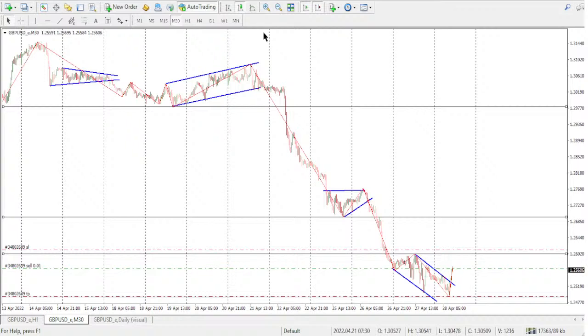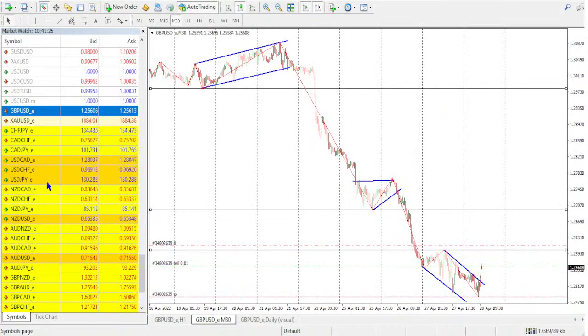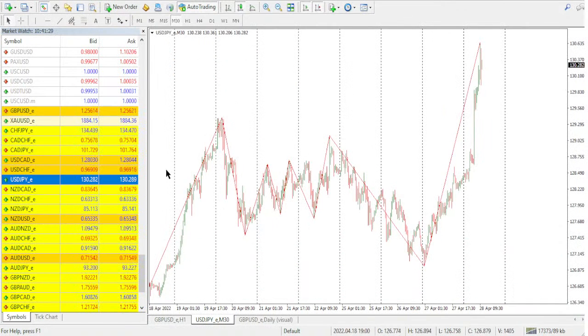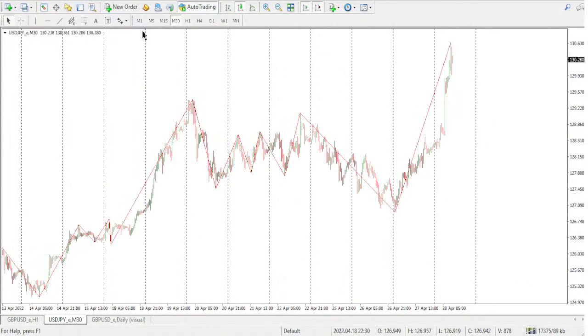Our next chart is, let's see, the US dollar Japanese yen. So with the US dollar Japanese yen, so far the price is bullish. We have a very good uptrend.